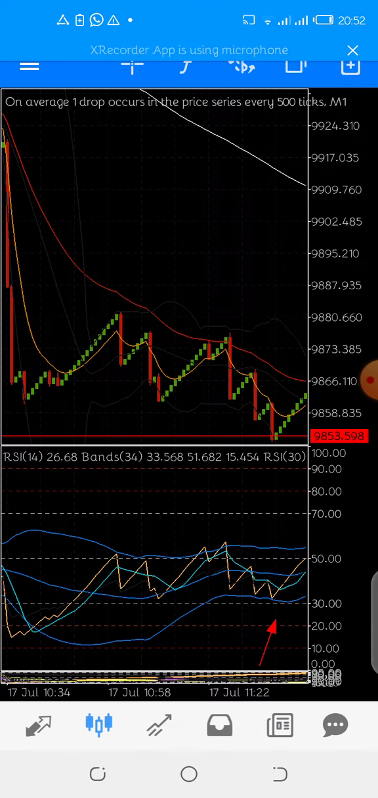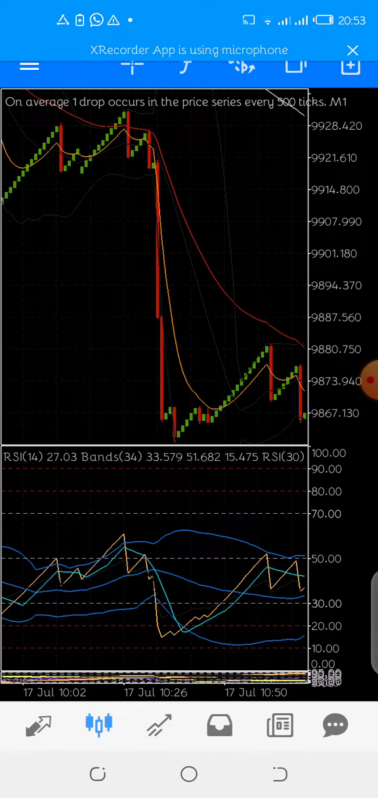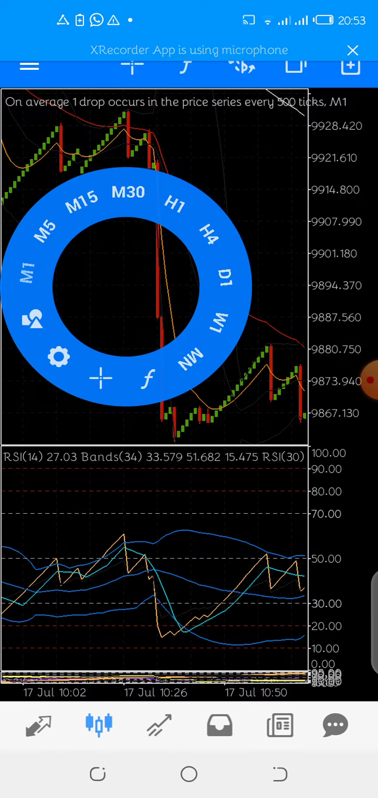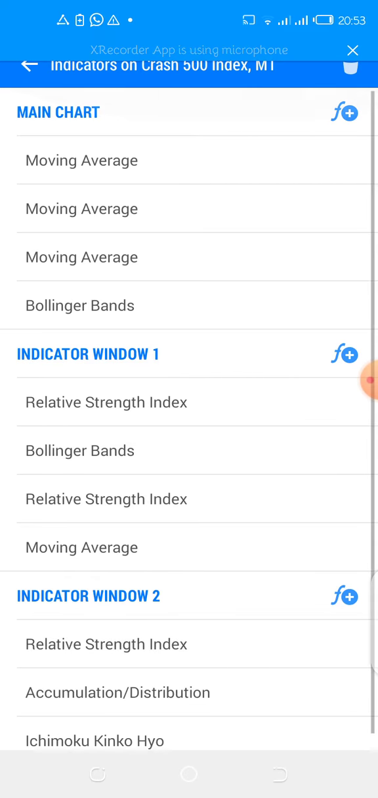For me, trading Boom and Crash is specifically for binary.com. So you will need either the mobile version or the MT5 version. For the mobile version, you will create a window, like for example, this is how you add the indicators.